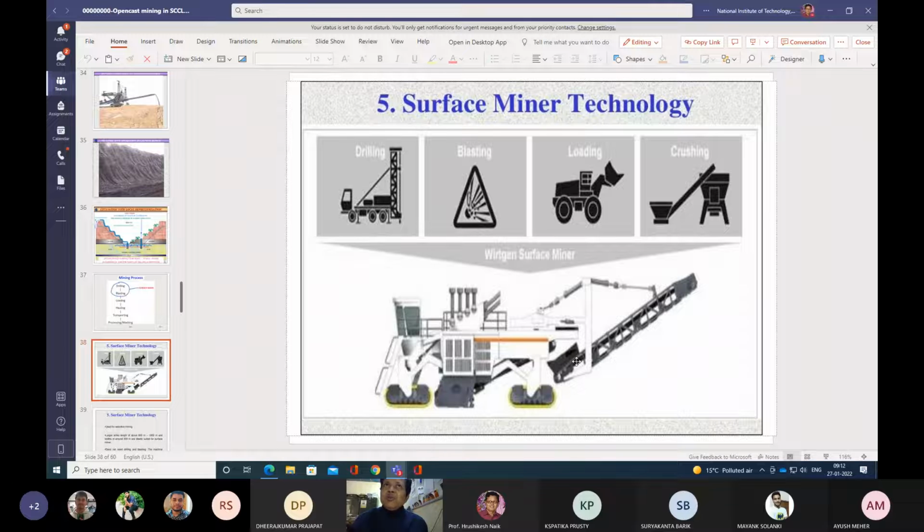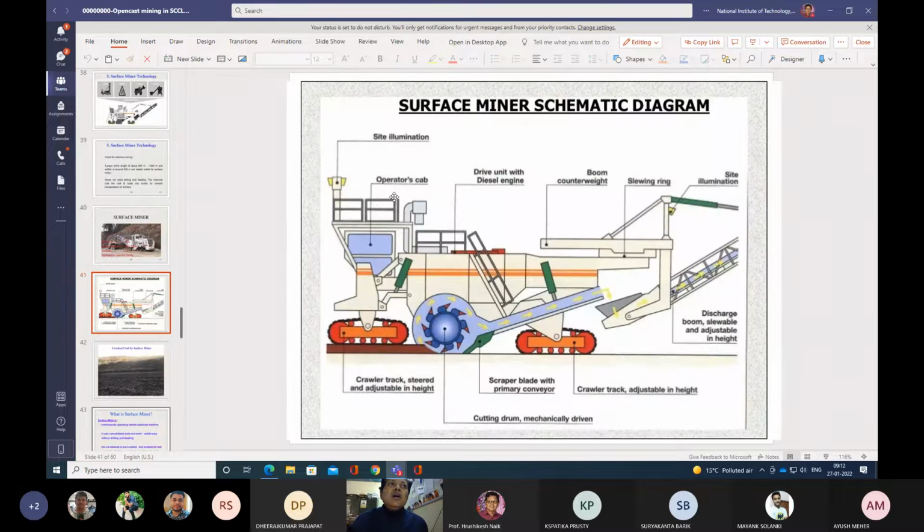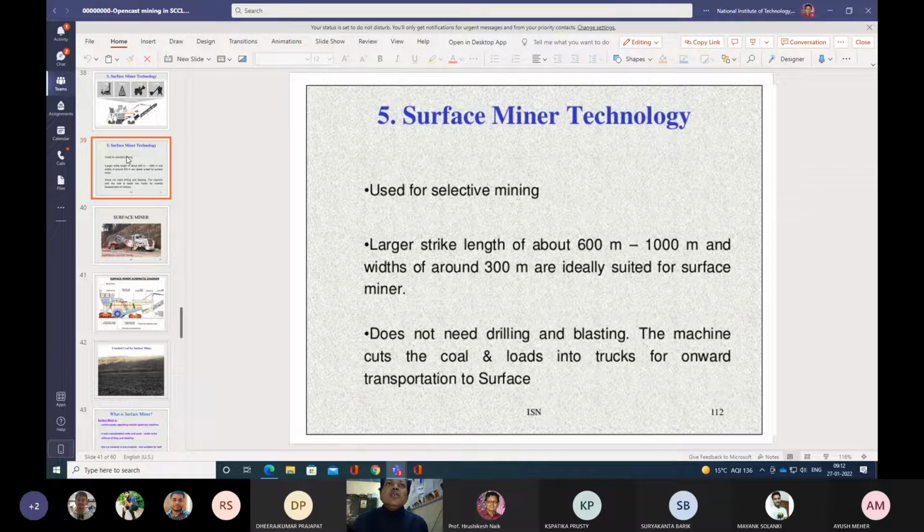So this is the technology which is called surface miner technology. Surface miner technology is used for selective mining. This technology cannot be used everywhere. It is used for selective mining.